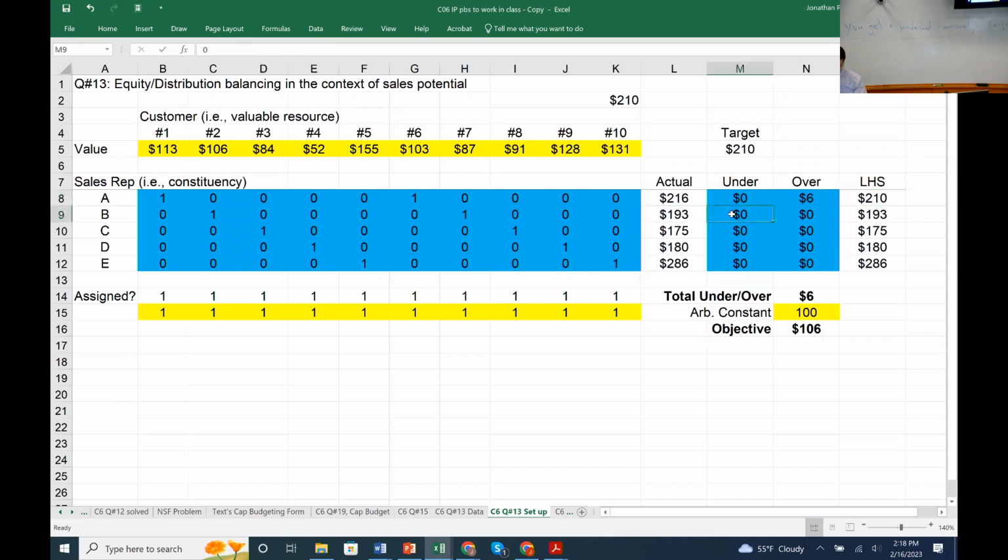This is under by 17, so it will fill in that blue. To make this work, it's under by 35. This one is under by 30. This one is over by 76.